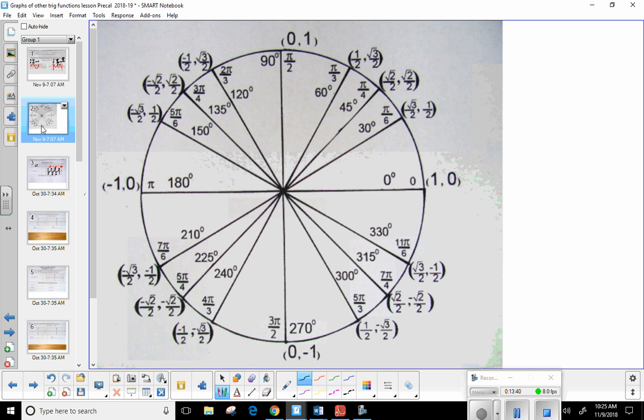Okay, so here's my unit circle. It's already filled in for me, everything I need. Let's start with tangent of 0.